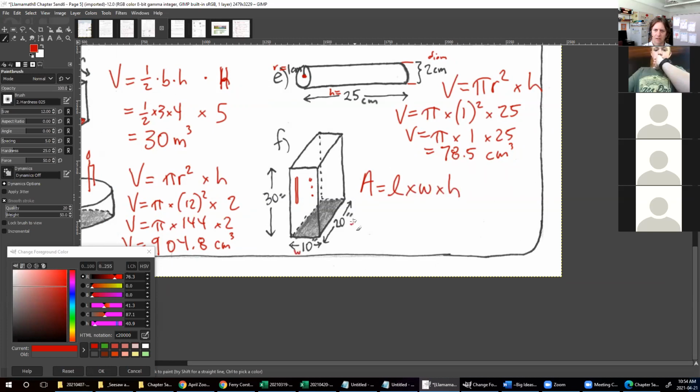This is width, length, height. So I'm going to replace L with the number for length. So area is, instead of L, I'm going to put in 20. Instead of W, I'm going to put in 10. Instead of height, I'm going to put in 30. And that's going to be 200 times 30 is going to be 6,000 square. Sorry, it's not square at all. Cubic inches.